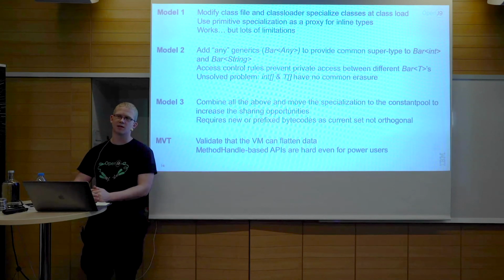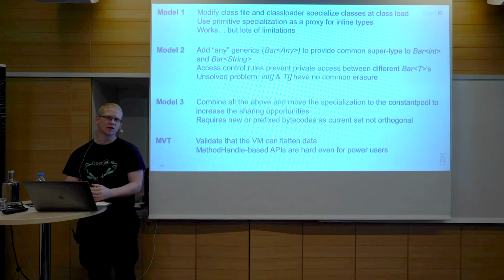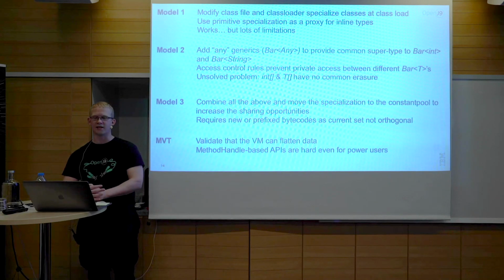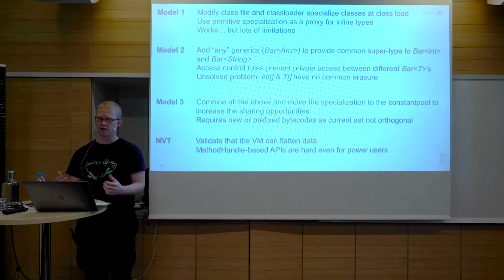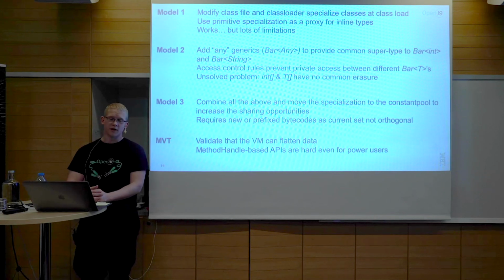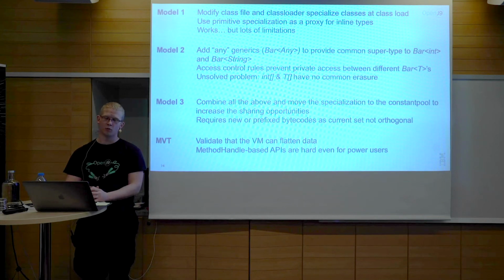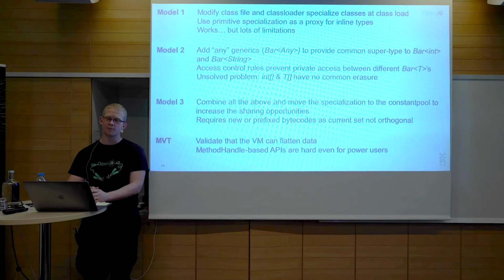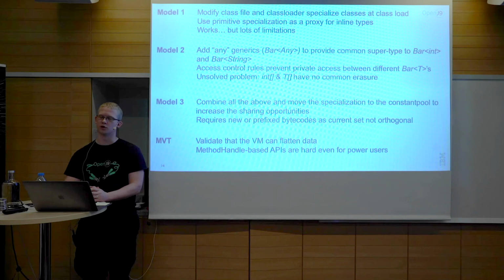They became distinct and separate classes. And so there was no single generic way to talk about any collection of a particular type. And that brought us to Model 2. People wanted to be able to do that, especially library writers. And so we introduced a new top type called any, so that we could do generics of bar any to provide a common supertype for bar int and bar string, so that every species or specialization of a generic gave us a common supertype. But then we ran into access control rules.